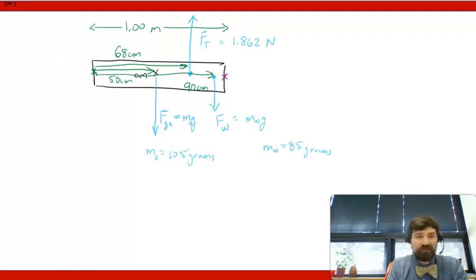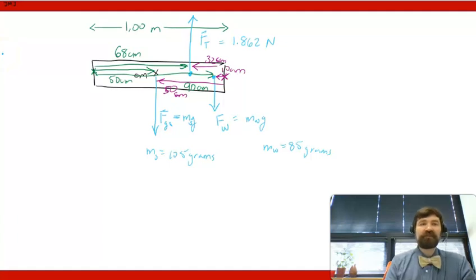So the question here might be, what if we took the other end as our axis of rotation? Under those circumstances, this becomes 10 centimeters to the hanging weight. We have 32 centimeters to the tension force, and we would have, again, 50 centimeters to the center of mass. So, question, do the forces still balance?